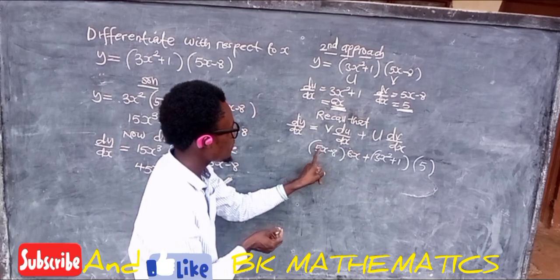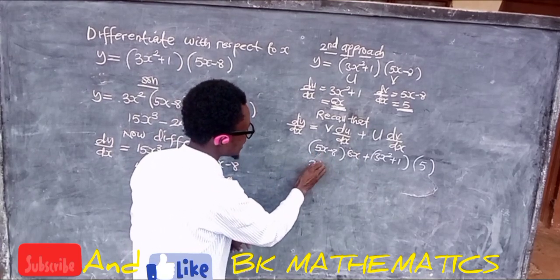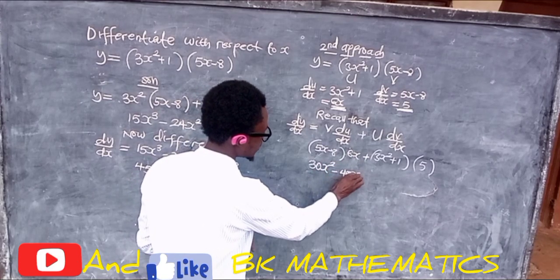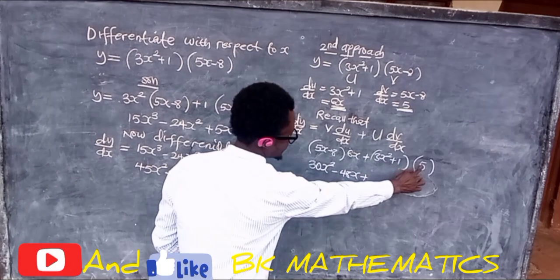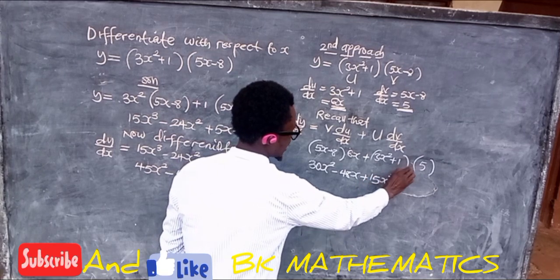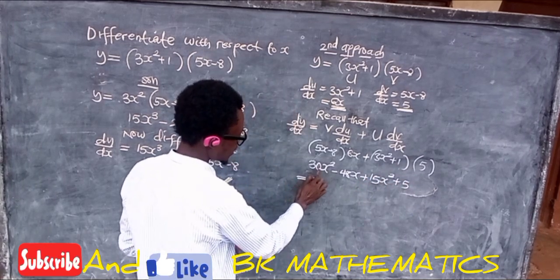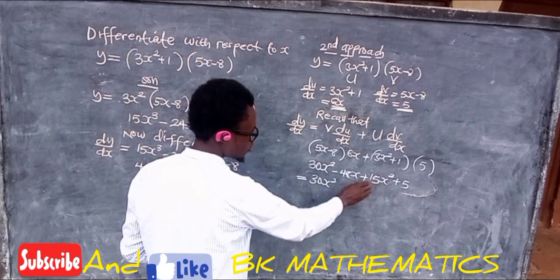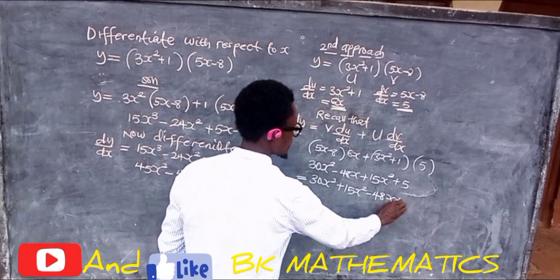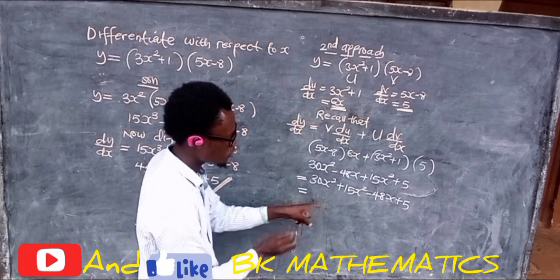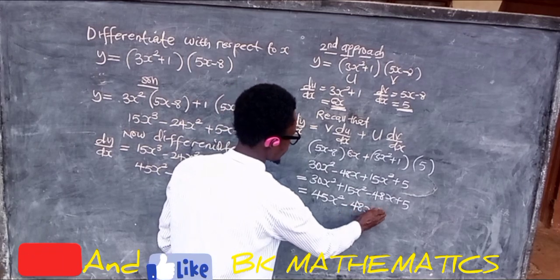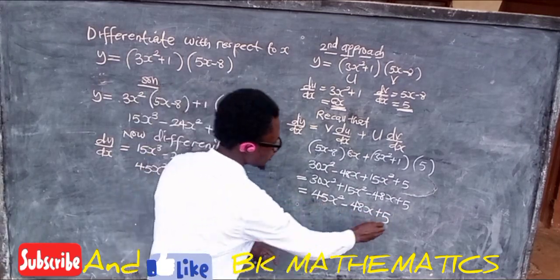Then from this, let's multiply and simplify for us to arrive at our answer. 6x times 5x becomes 30x squared, minus 8 times 6x giving you 48x, plus 3x squared times 5, which becomes 15x squared, plus 1 times 5 giving you 5. Then 30x squared and 15x squared, adding these two terms, we are going to have 45x squared minus 48x plus 5. This is what we have to differentiate using the second approach.